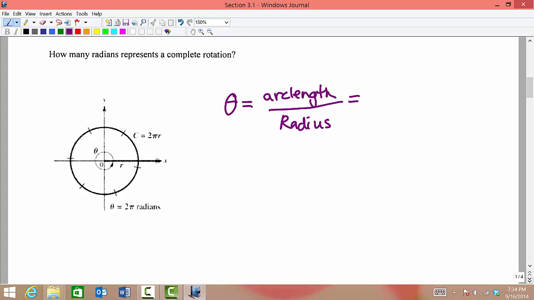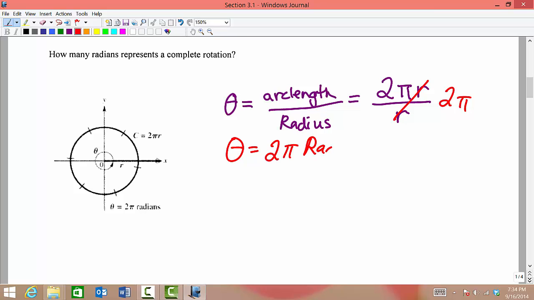Well, the arc length of the entire circle is called the circumference of the circle, and the formula for the circumference of the circle is 2 times pi times r. And if I divide that by the radius, the r's cancel out, and I end up with 2 pi. So a complete rotation all the way around our circle would be 2 pi radians.